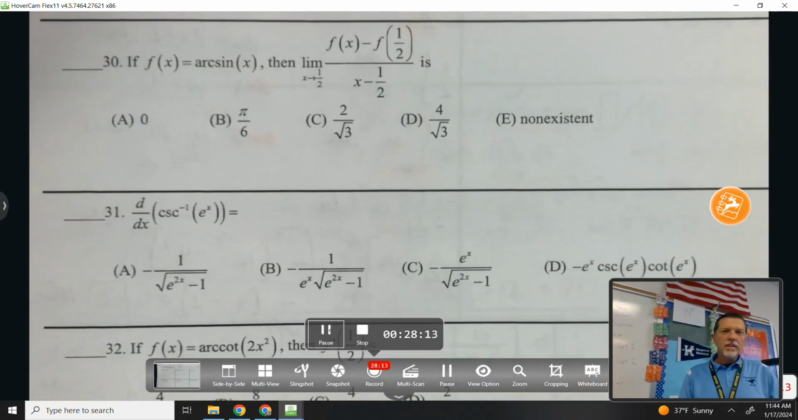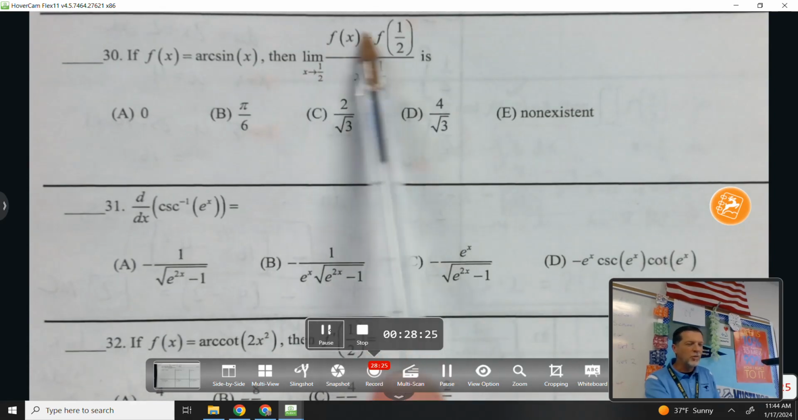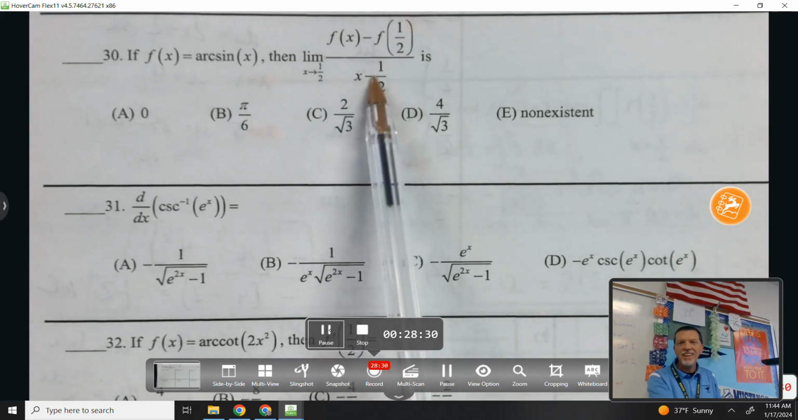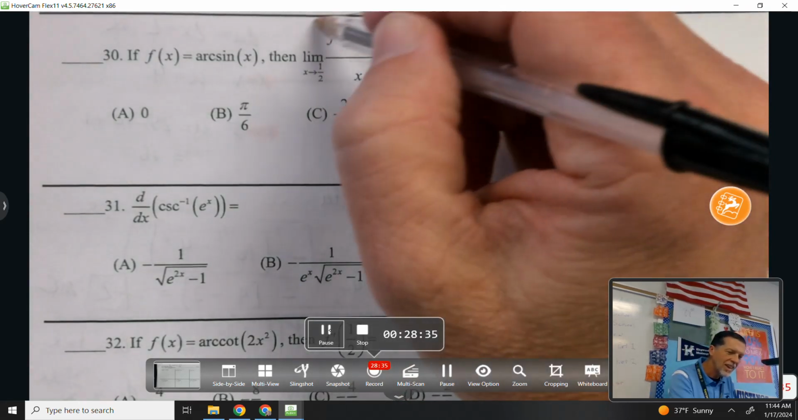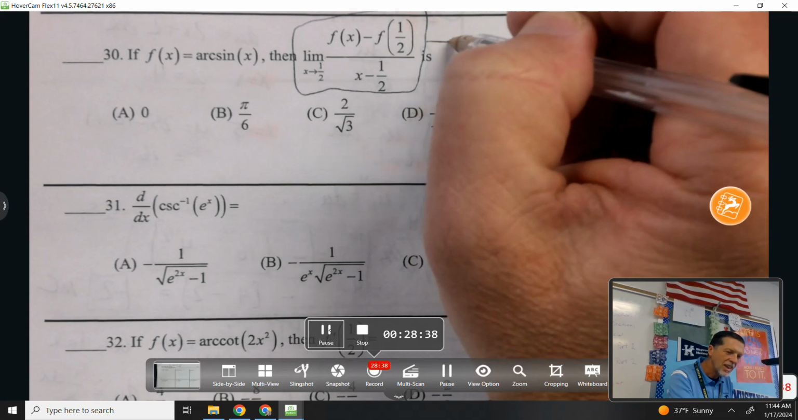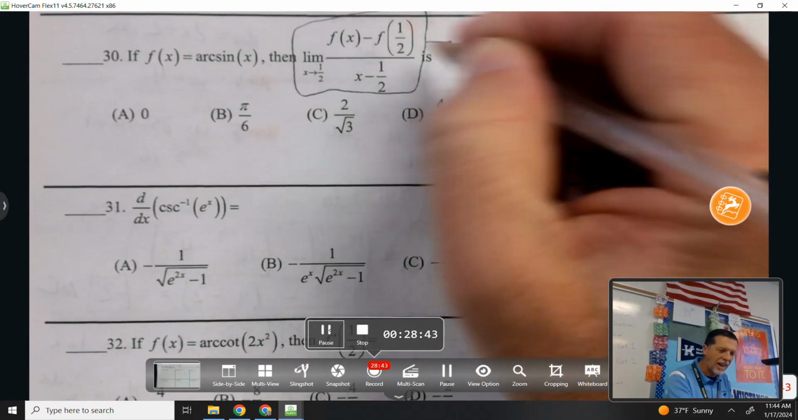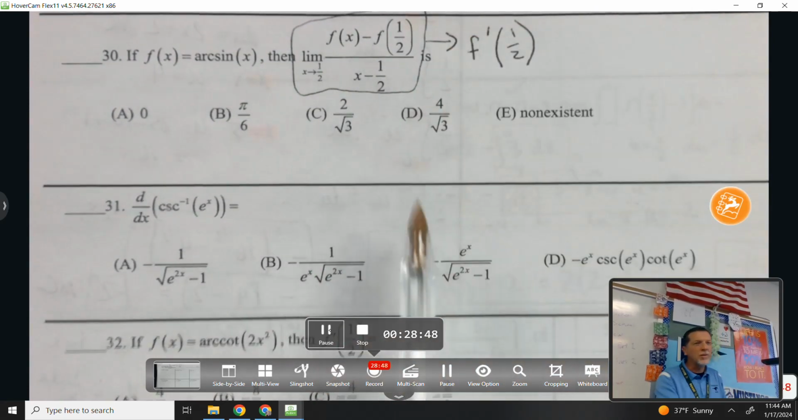Number 30. Arc sine, then limit is... This is what we're supposed to recognize. I don't actually want to take a limit, because that would be a mess. What is this thing? The derivative. The derivative of f at a half. So I'm not actually going to do anything with the limit other than recognize that they're asking me for the derivative.